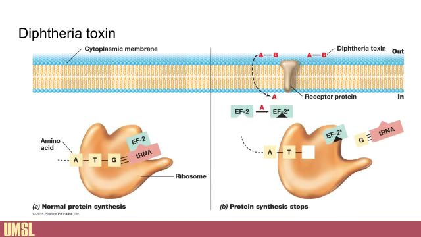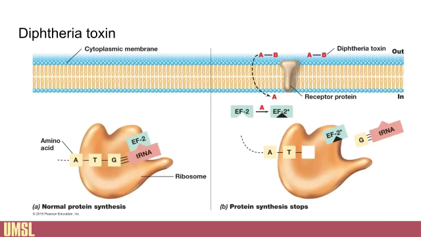So what the active domain of diphtheria toxin does is ADP-ribosylate elongation factor 2. And so now the binding pocket for tRNAs in elongation factor 2 is no longer accessible to tRNAs. Essentially these tRNAs can show up and interact with the ribosome, but that interaction is never stabilized because elongation factor 2 is inactive.